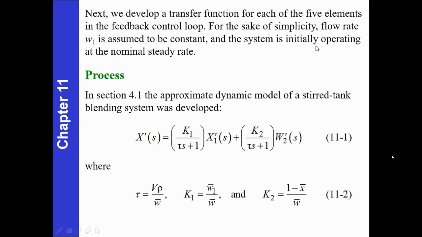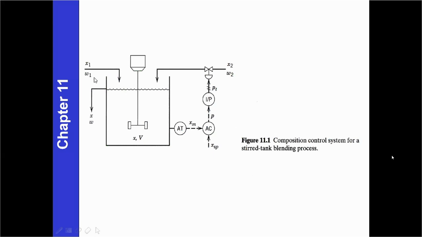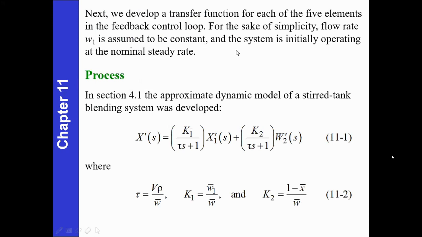For the sake of simplicity, we consider the flow rate w1, which is this one here, to be constant, and the system is initially operating at the nominal steady state. Yeah. So when you look at the process in the previous chapter 4, the approximate dynamic model of a stirred tank blending system was developed, given by these equations here. x'(s) is equal to k1 over (tau s plus 1) times x1'(s), plus k2 over (tau s plus 1) times w2'(s), where tau is equal to V rho over w bar, k1 is equal to w1 bar over w bar, and k2 here is equal to (1 minus x bar) over w bar.